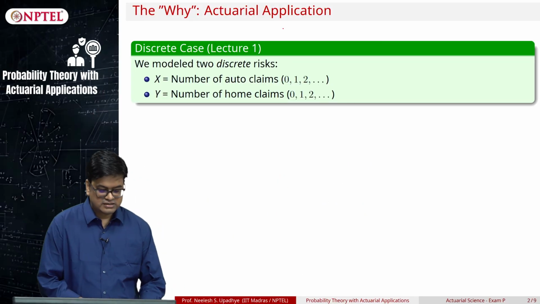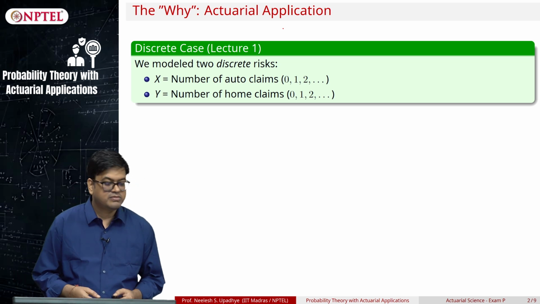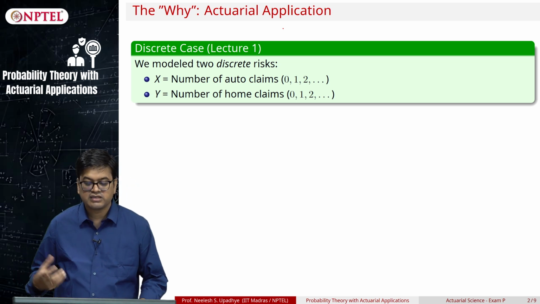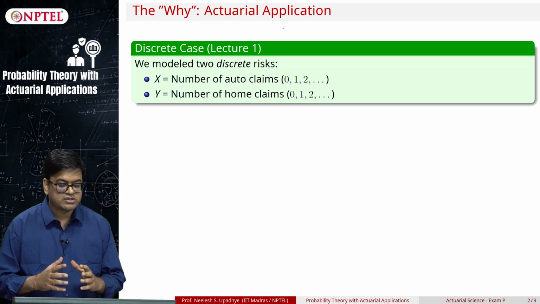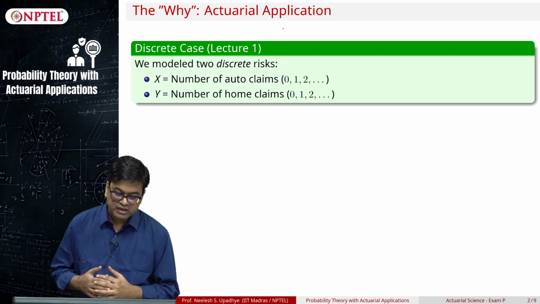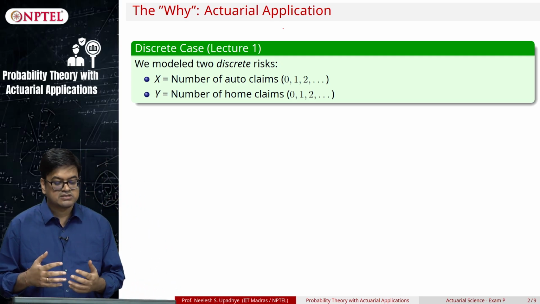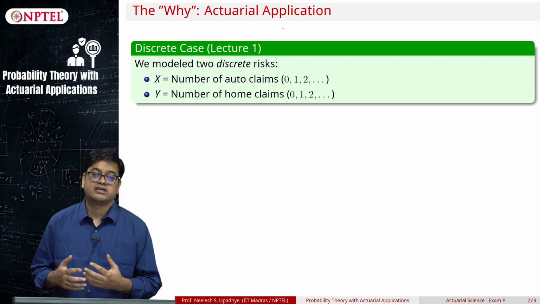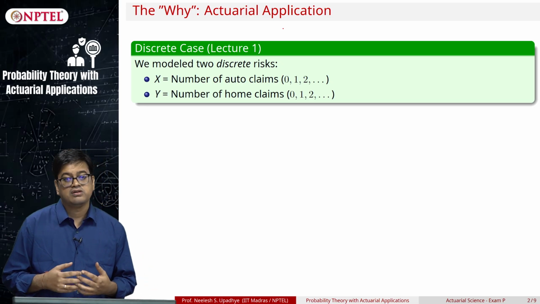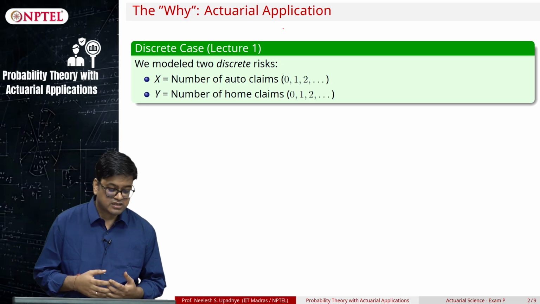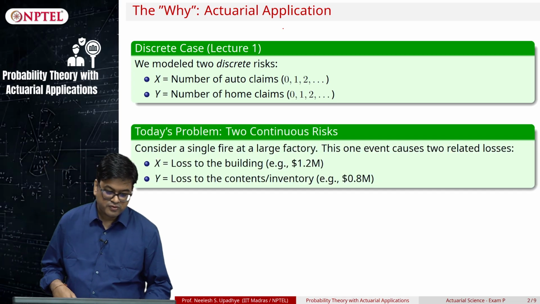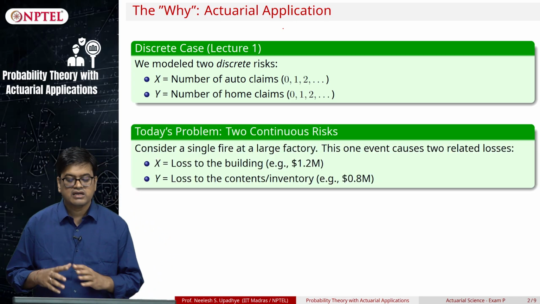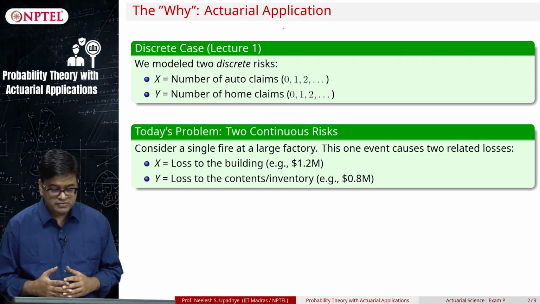So in the last class we actually studied some discrete models where we studied number of auto claims and number of home claims. In the end we showed that they both are related. What kind of situations will arise when we are studying continuous distributions, or if at all why we should study this continuous distribution? For that, let us take an example of a single fire in a large factory, right.